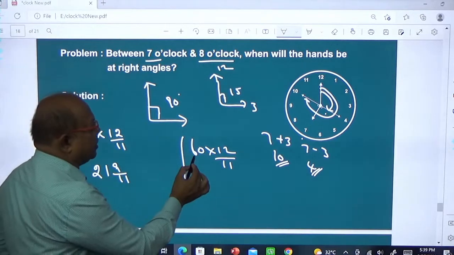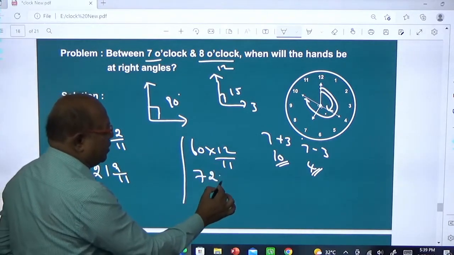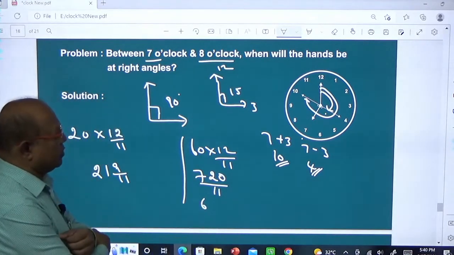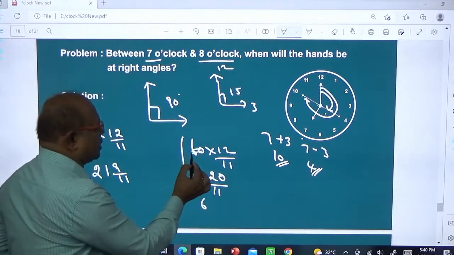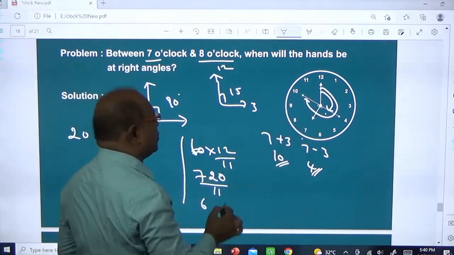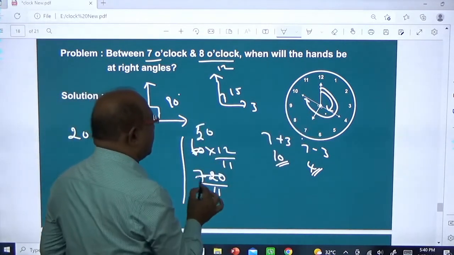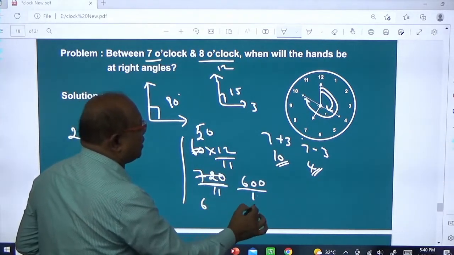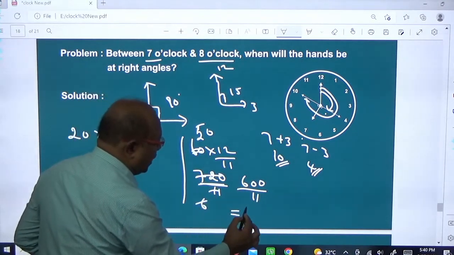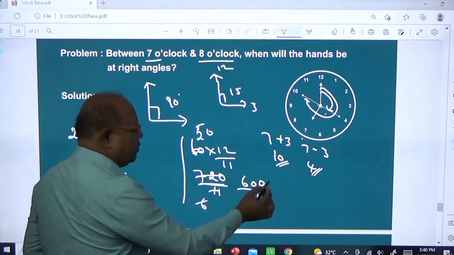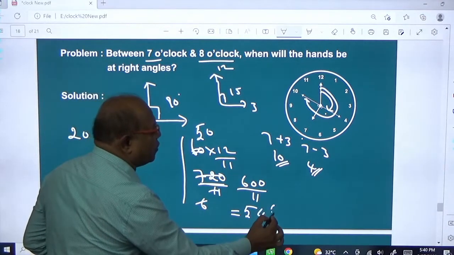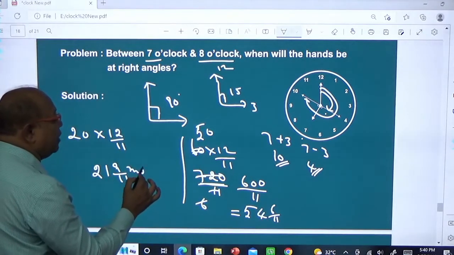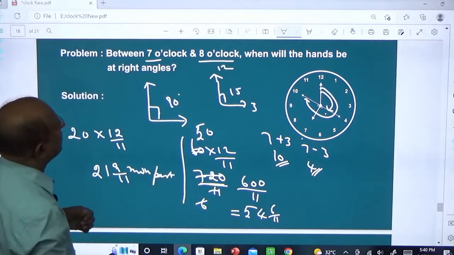So 60 minutes into 12, that is 720 by 11. Sorry, if it comes to 10, it has to cover 50 minutes. So 50 minutes, that is 600 by 11. 600, so 5 11s are 55, again 50, so 4 11s are 44, 6 by 11. So 21 9 by 11 minutes past 7.